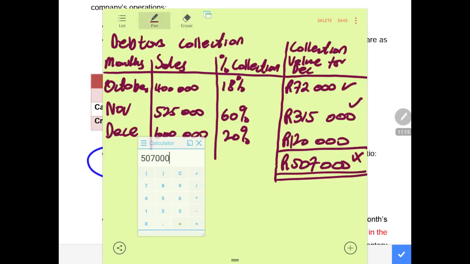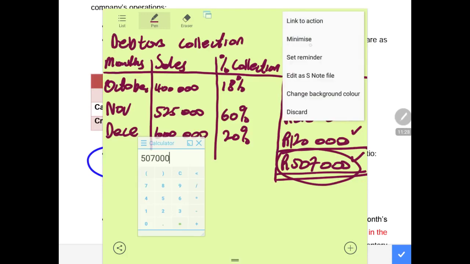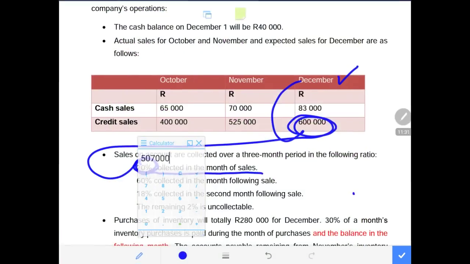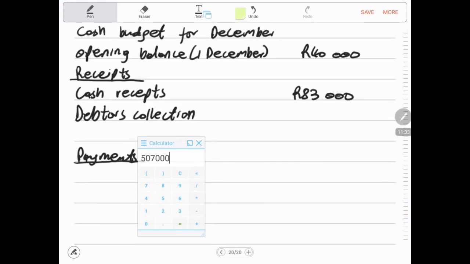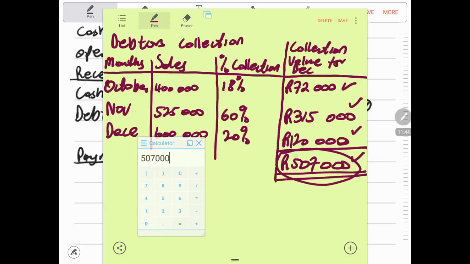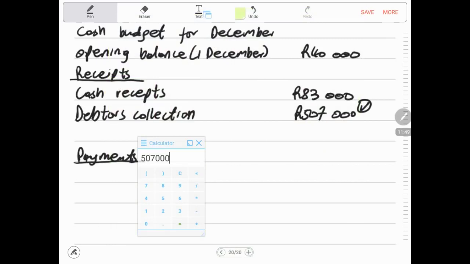But there should be marks allocated for all your workings because you were instructed to show all the calculations or all the workings. So now this amount should be a method mark once again. By taking this 507,000 and recording it in the right place, which is here, December's collection 507,000, there should be a method mark for that. Even if the amount you calculated previously, which is this total, was incorrect, by taking this amount and recording it in the right place, there should be a mark given for that.